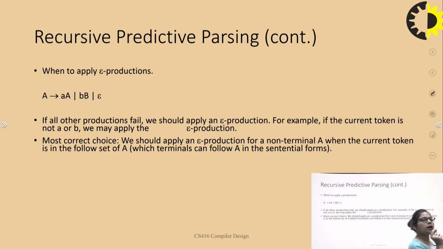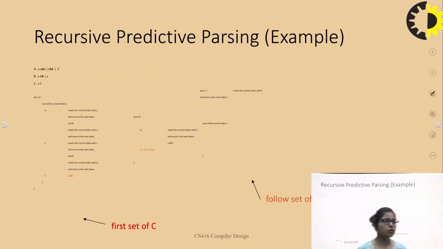If the starting symbol of the string is, for example, d, and in this scenario we don't have the c, we don't have the d, then I will apply the epsilon production. The point is that if the current token is not a or b, we may apply the epsilon production. The most correct choice is we should apply an epsilon production for a non-terminal A when the current token is in the follow set of A. Which terminals can follow A in a sentential form? This is called epsilon productions.